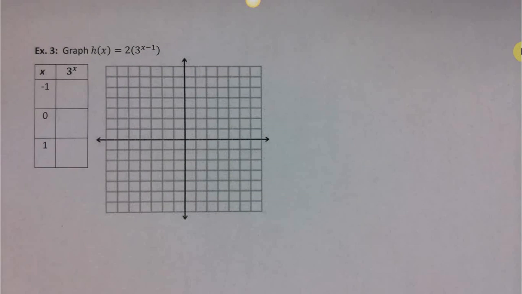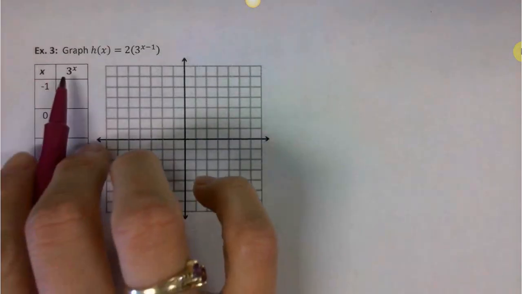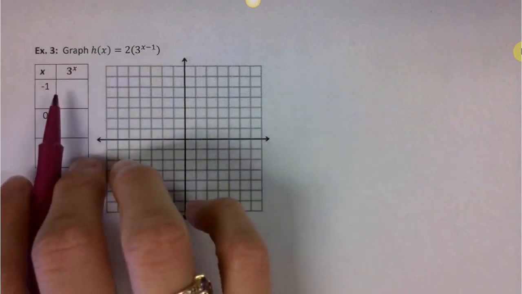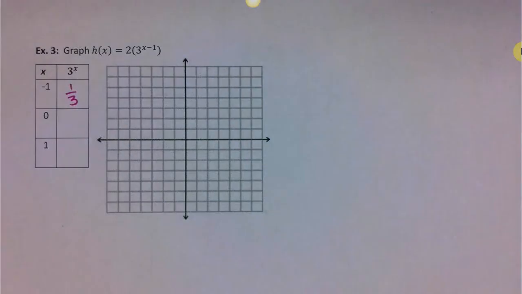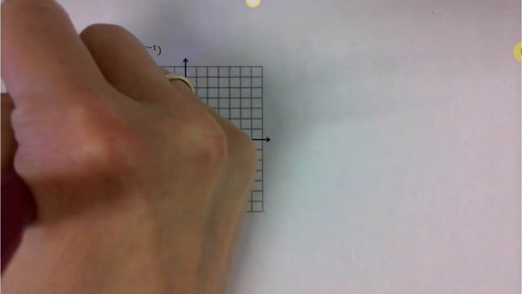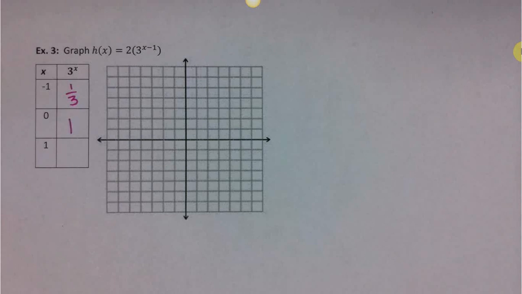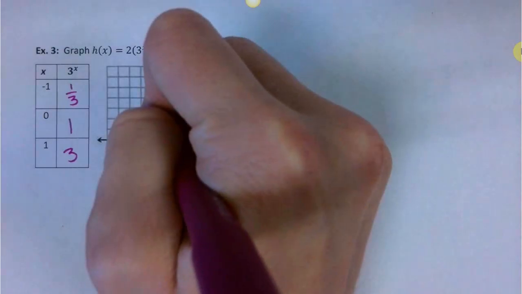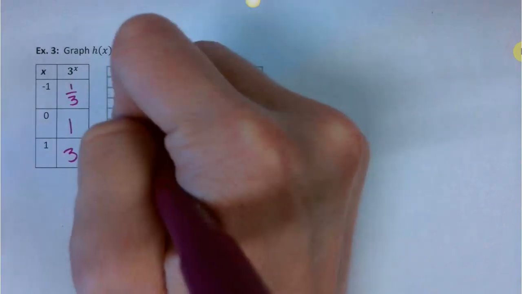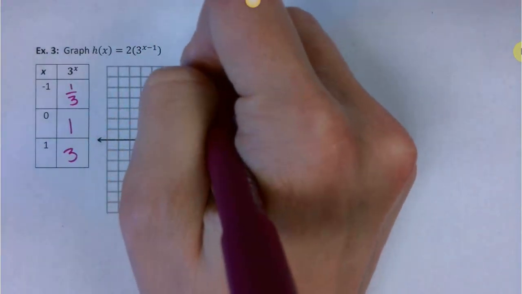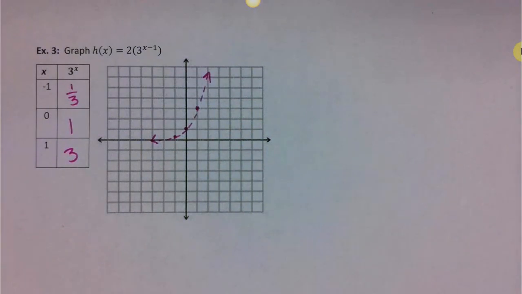So to graph h of x equals 2 times 3 to the x minus 1. This is one where we don't know what the base function looks like yet. So we're going to start by plugging numbers in to just 3 to the x. So when x is -1, 3 to the -1 is 1/3. When x is 0, 3 to the 0 is 1. And when x is 1, 3 to the first is 3. So then when I plot those points, that will give me the graph of just 3 to the x.